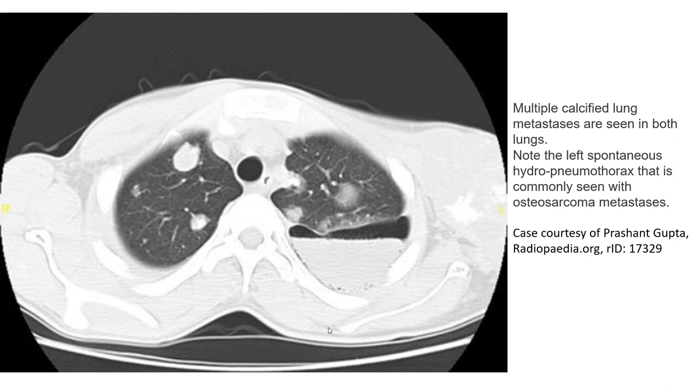And this is the case of osteosarcoma metastasis to the lung, which shows multiple calcified nodules in both lungs with hydropneumothorax, which is most commonly seen in osteosarcoma metastasis.